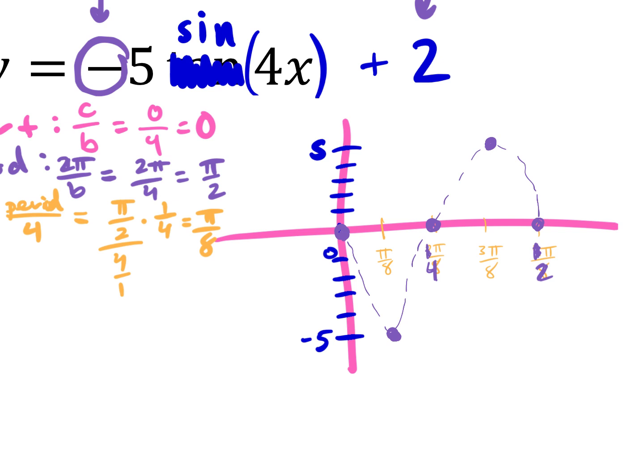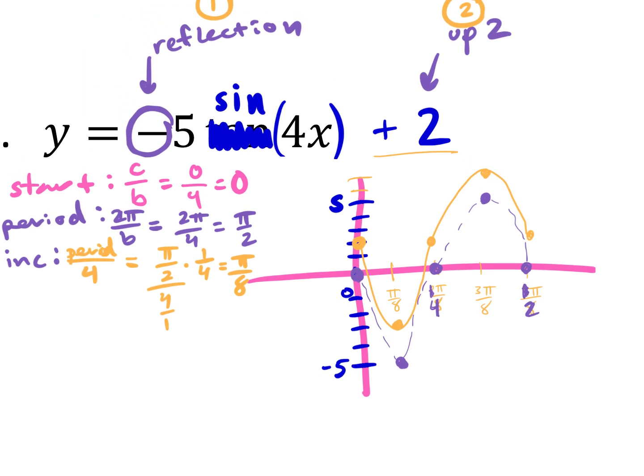And then the +2 means that I go which way? Up 2. So every one of my points, I'm just going to shift it up 2. So every point we're shifting up 2. So that would be my graph. Yeah, I shifted it up 2.